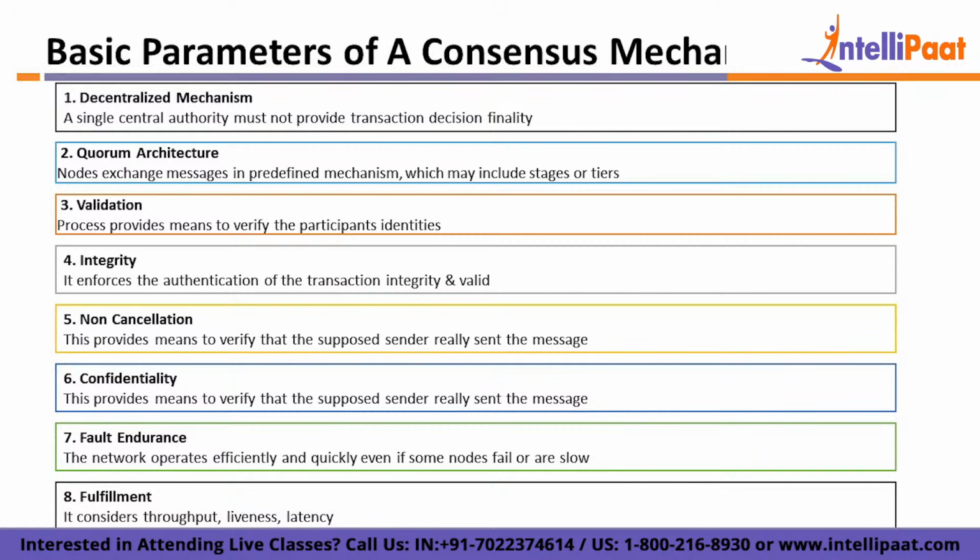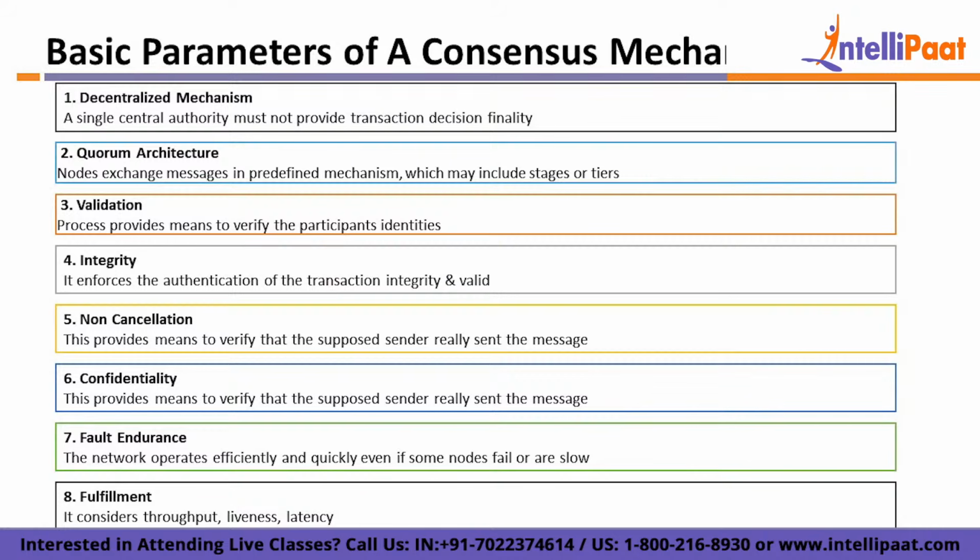Now, the fifth parameter would be non-cancellation. This provides means to verify that the supposed sender really sent the message. And this we already learned. This could be done using the private-public key pair. The validator node uses the public key of the sender in order to validate the identity by decrypting the message and using hash mechanisms.